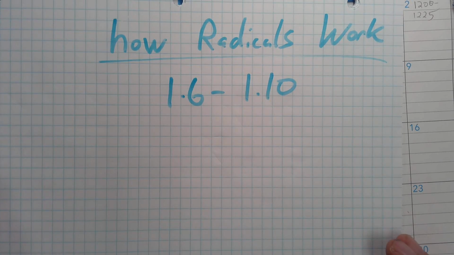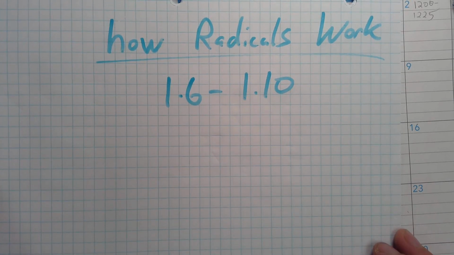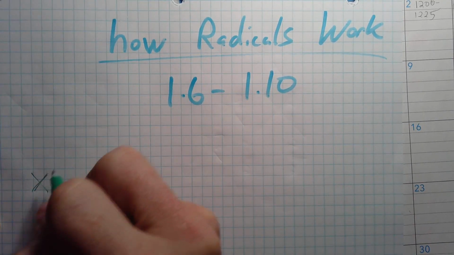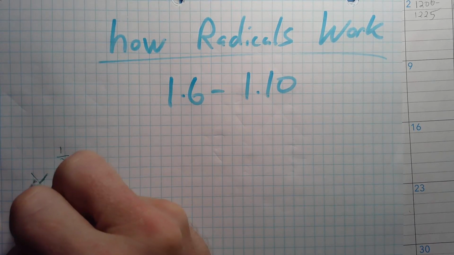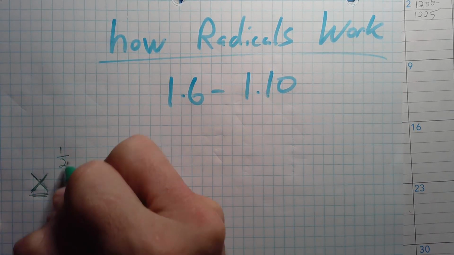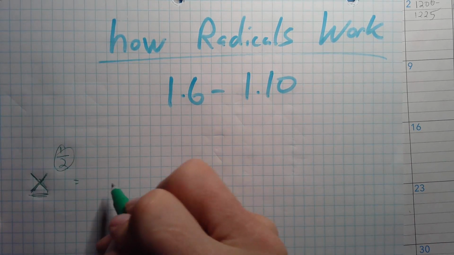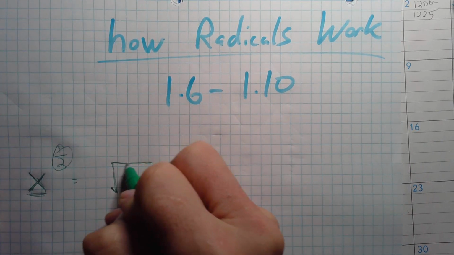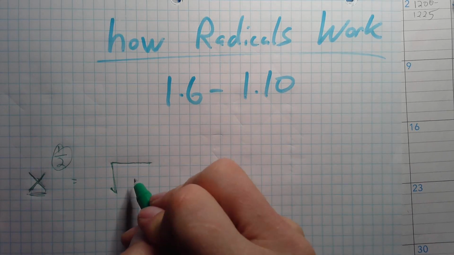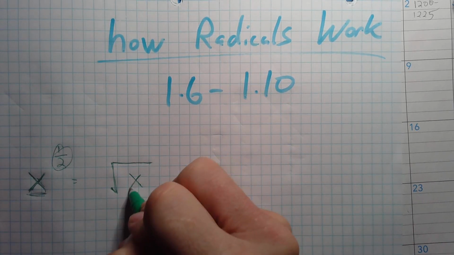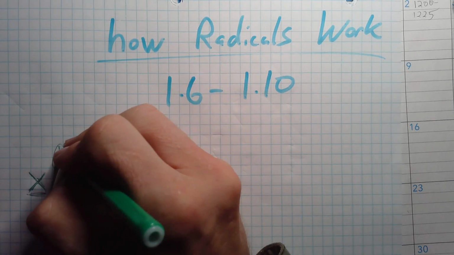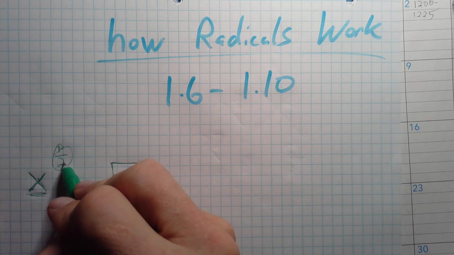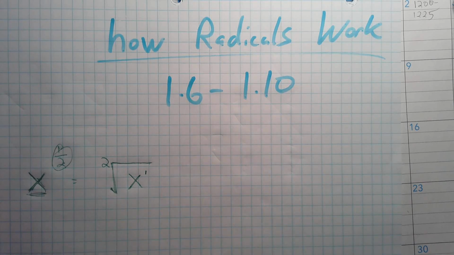A radical is just another way to write a number raised to a fractional exponent. We start off with x to the 1/2 as the easiest explanation. This is the base and this is the exponent. In a radical, we can change this to the radical. The base turns into what we call the radicand. The top number becomes the exponent of the radicand, and the bottom number becomes the index of the radical.